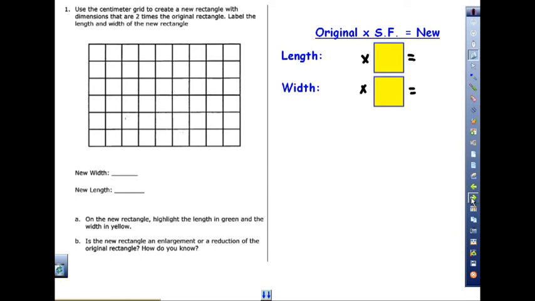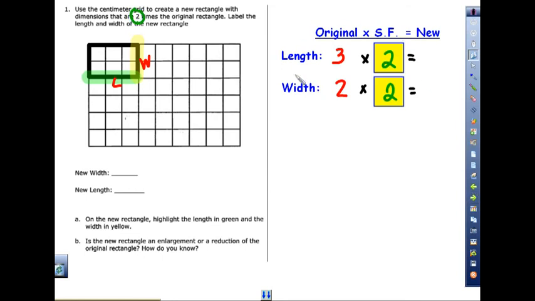On number 1, it says use the centimeter grid to create a new rectangle with dimensions that are 2 times the original rectangle. Label the length and width of the new rectangle. Okay, I went ahead and marked my original rectangle on here. It had a length of 3 and a width of 2. Here's my width, here's my length. It said make it 2 times bigger.